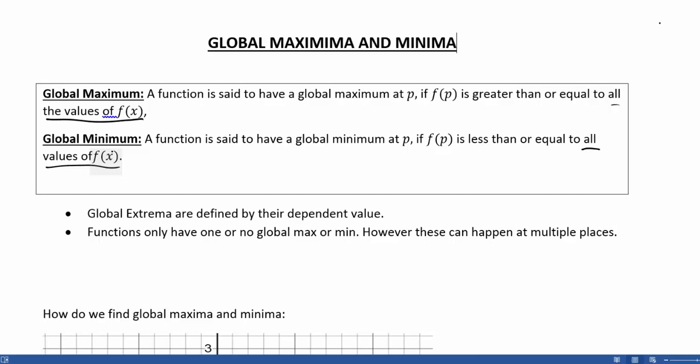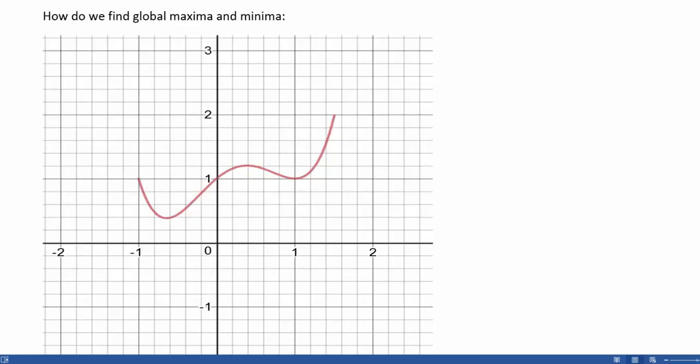So let's take a look at a graph and see if we can visualize what we're talking about when we talk about global maximums and minimums. So looking at the picture below, we have a function that's defined from -1 until roughly 1.5. So if we're looking for global maxima or global minima, we're looking for the highest and lowest point on this function. So giving it a quick glance, the highest point happens right at the end point.